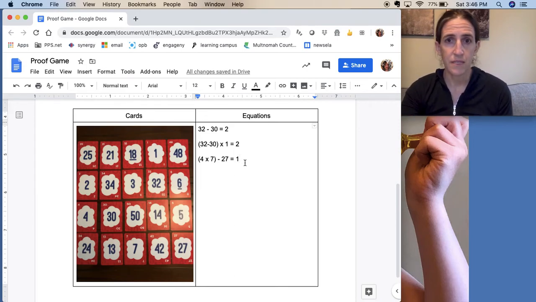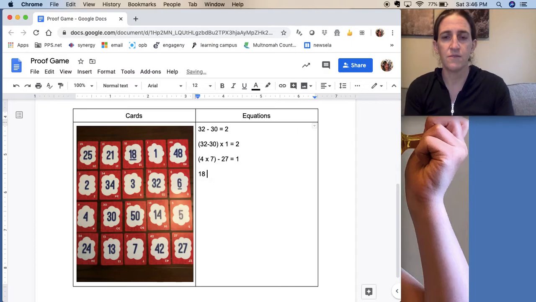Okay, let me see if I can make another equation. I'm going to try to do one with division, just to challenge myself here. Okay, I see 18 and 6. 18 divided by 6 is 3. Oh, I see a 3. Great. So 18 divided by 6.